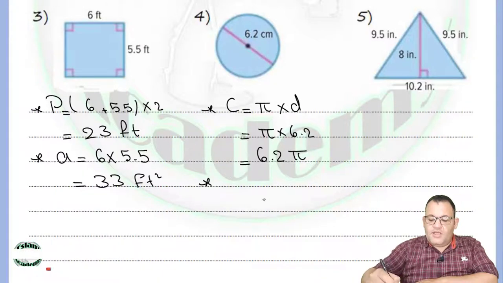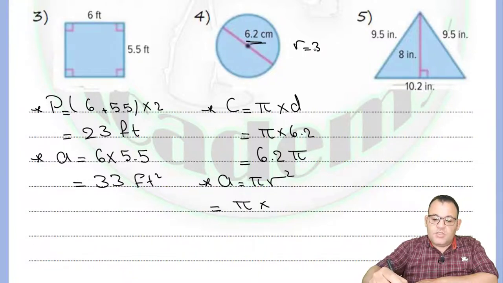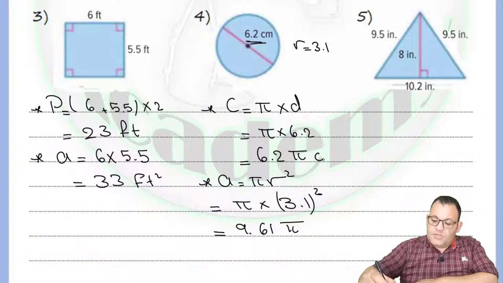Now we need to find the area. To find the area, it will be pi r to the power 2, which equals pi times 3.1, because the diameter is 6.2, so the radius will be 3.1. So 3.1 to the power 2 is 9.61 pi. The unit now is centimeter and the area will be centimeter squared.